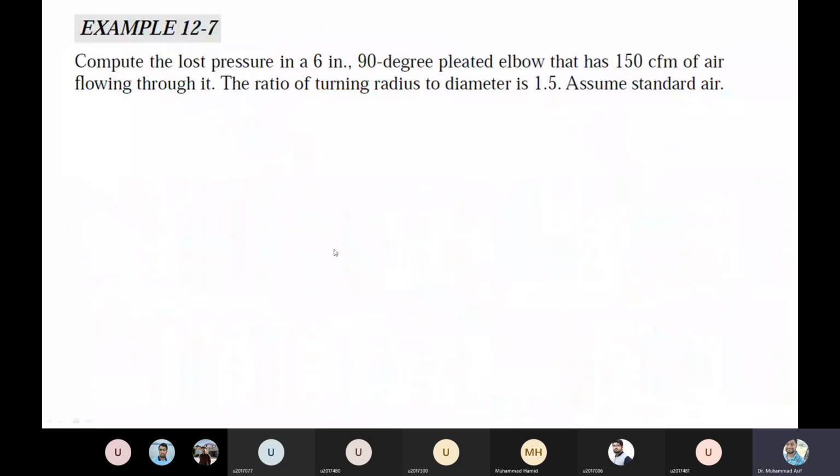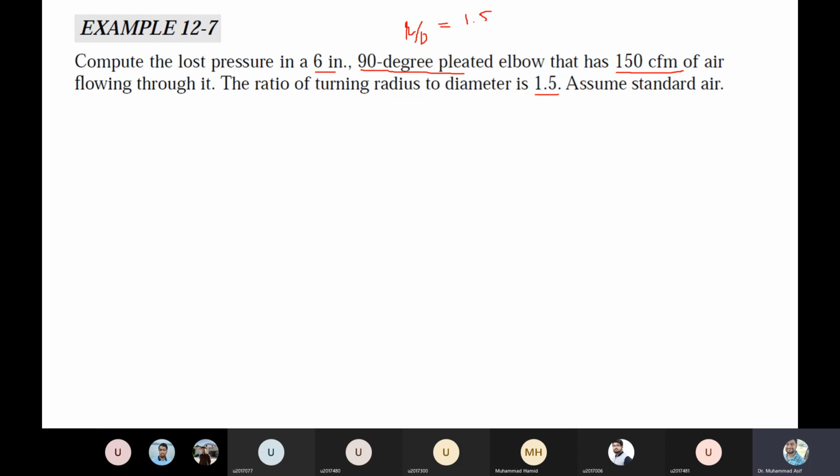Okay, let me give you an example. This is example 12-7. It says compute the loss pressure in a 6-inch 90-degree elbow. So this is a 90-degree elbow and the diameter is 6 inches. The flow rate flowing through that elbow is 150 CFM, cubic feet per minute of air. The ratio of the turning radius to the diameter, R by D, is 1.5.